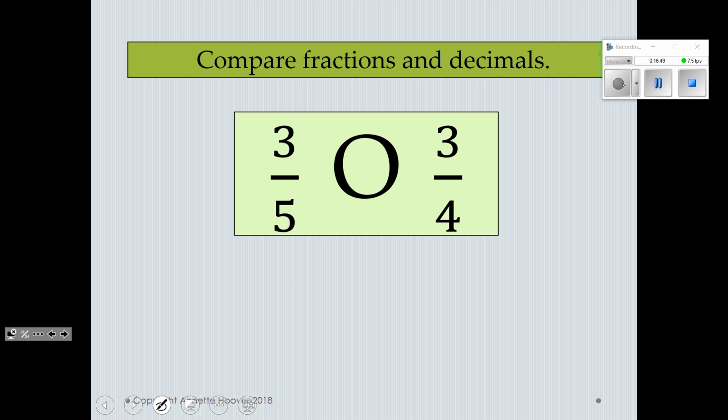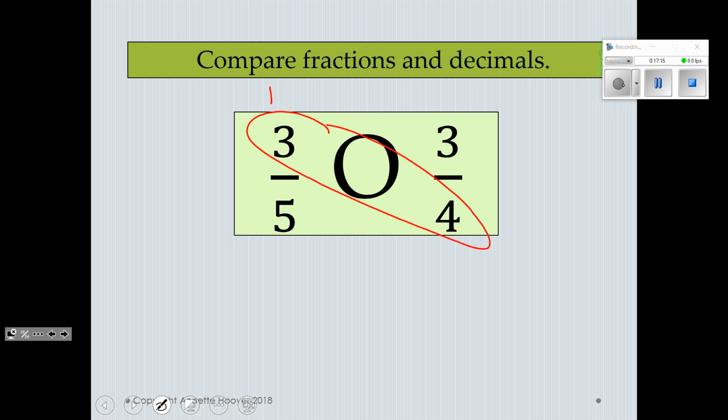So if I were to find a common denominator, that would be 20. 5 times 4 is 20, so I multiply this times 4, and that would be 12/20ths. I make this into 20ths. 4 times 5 equals 20, so 3 times 5 equals 15, and now I can compare and say that 15/20ths is greater.